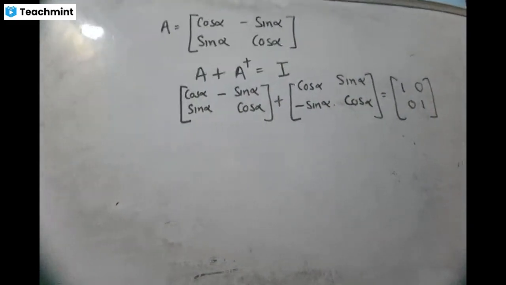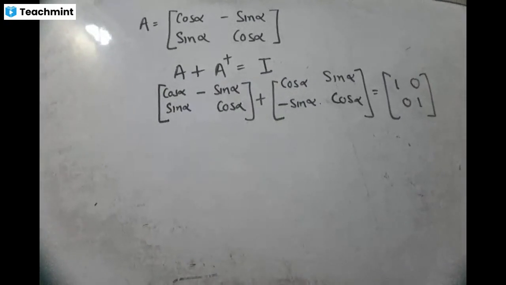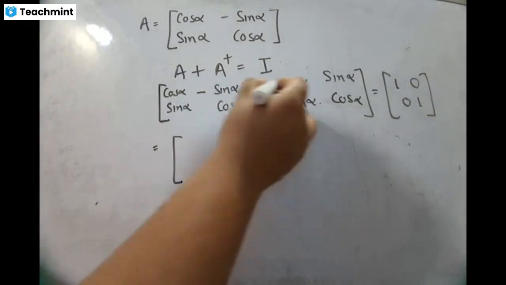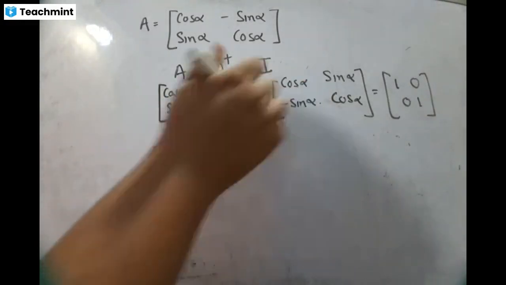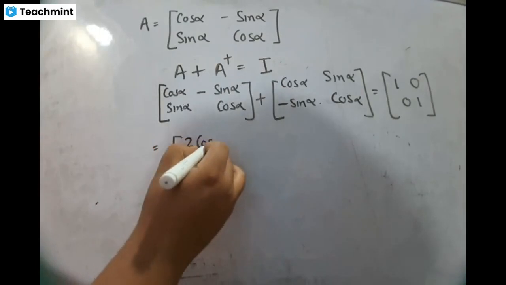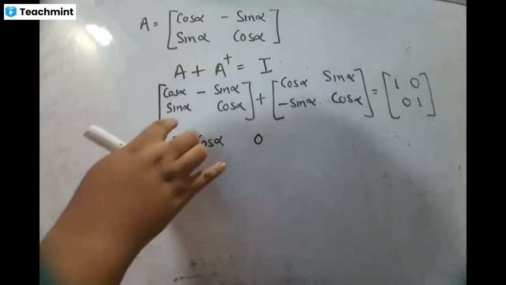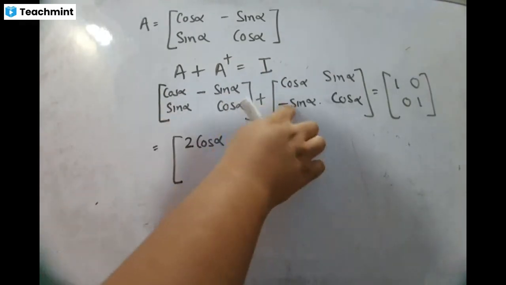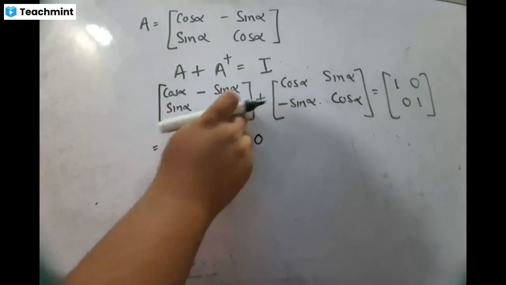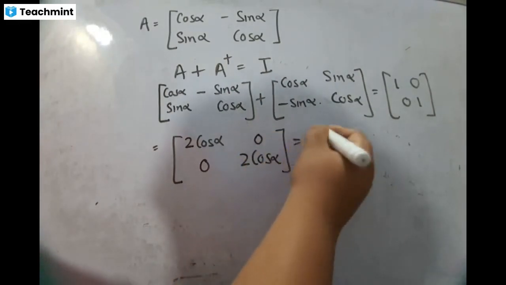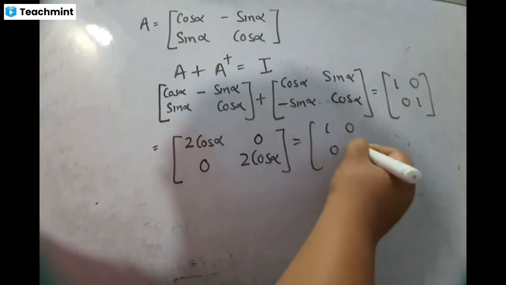In class 10 you have learned that whenever you have to find the value of an unknown, you convert the left hand side and right hand side into a single matrix. So how do you do that? Cos alpha plus cos alpha will give us 2 cos alpha, minus sine alpha plus sine alpha will give you 0, sine alpha minus sine alpha will give you 0, and cos alpha plus cos alpha will give you 2 cos alpha, equal to [[1,0],[0,1]].